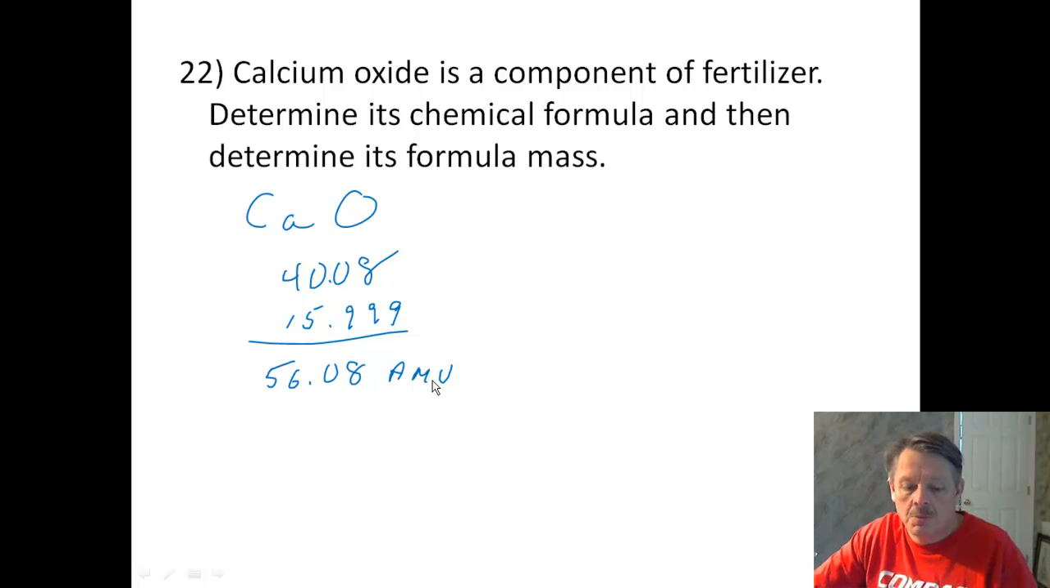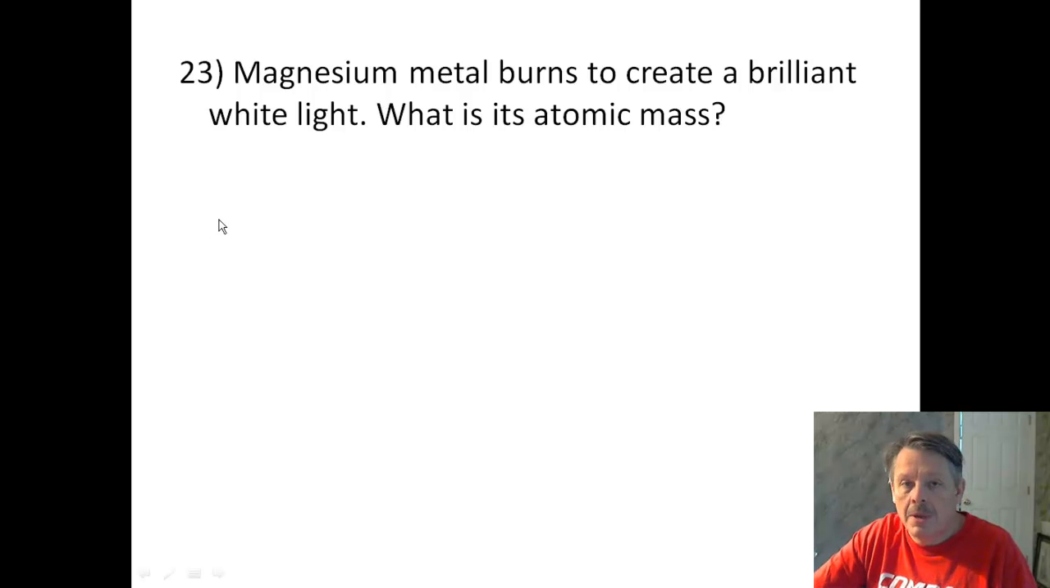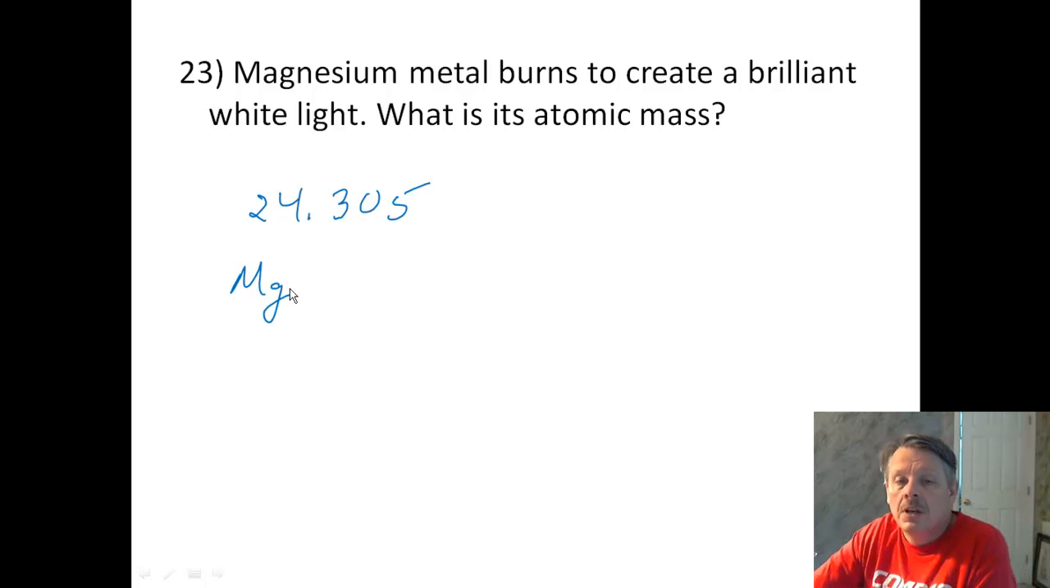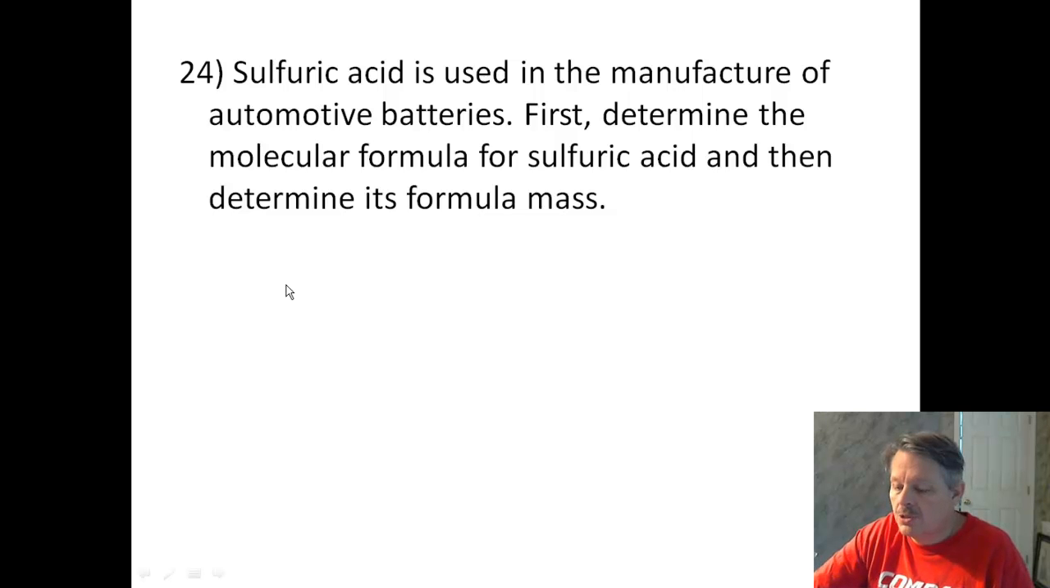Alright folks, almost done. We've got a couple more. We've got magnesium. We look at magnesium on the periodic table, and that is 24.305. Remember, magnesium is Mg. There's also an Mn, which is number 25, which is manganese, so be careful you get the right one. And our last one is sulfuric acid.